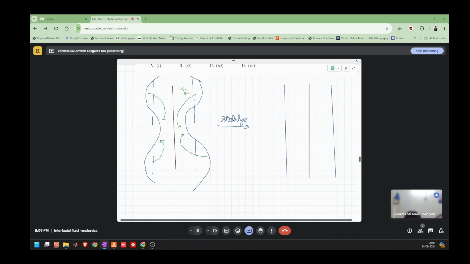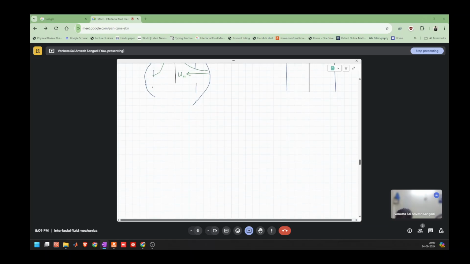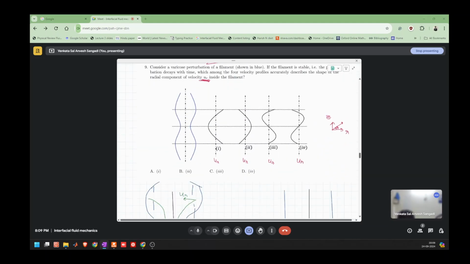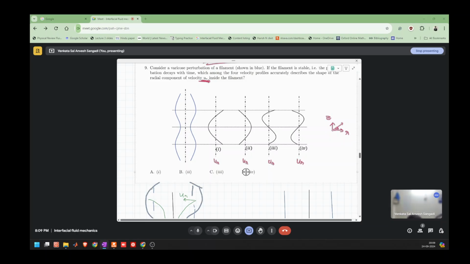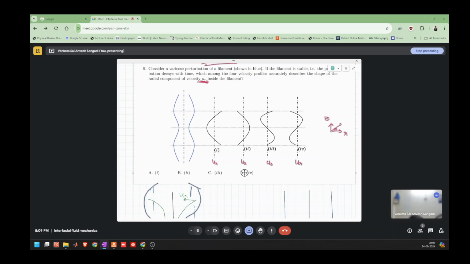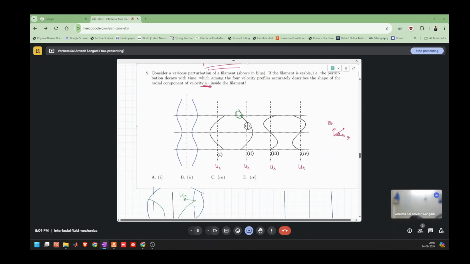And in situations where there is a necking, there the UR is positive. So both at the top and bottom, the UR is negative, and therefore UR is negative here and here. And this is the only option that satisfies this situation. And also in the middle region there is a positive UR. Therefore, the second option is correct.